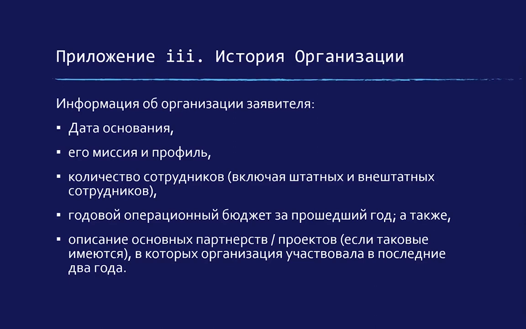So some of the basic information you want to include about your institutional background, your organizational background, is when it was founded, your mission, your profile, the number of staff. It's very important that you actually note this, so they want to see that you are able to manage this. What is your annual operating budget? And the description of your main partnerships and projects.